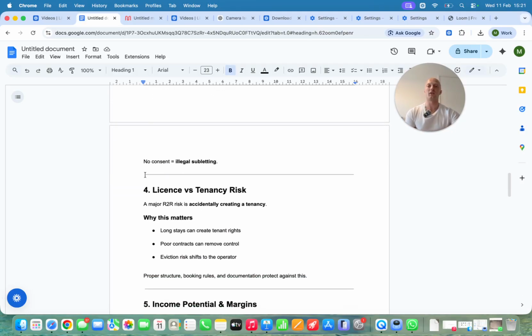All right, so no consent equals illegal subletting. That's where the common misconception is, right?